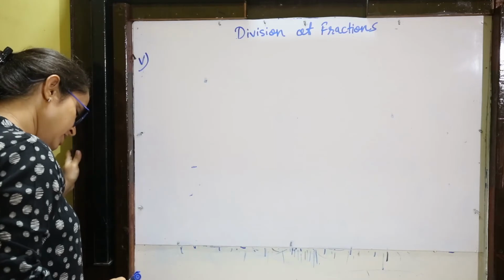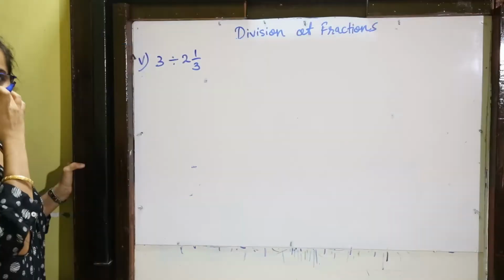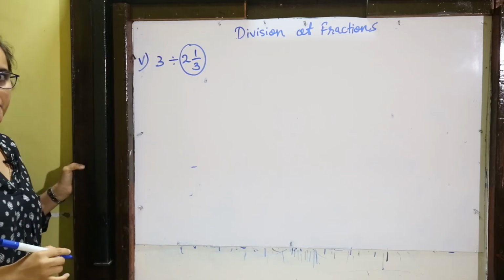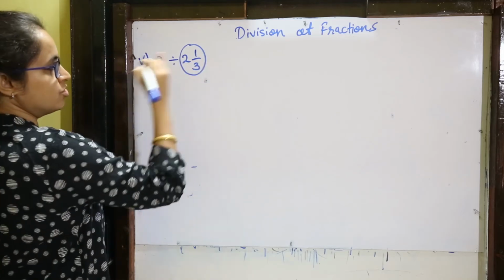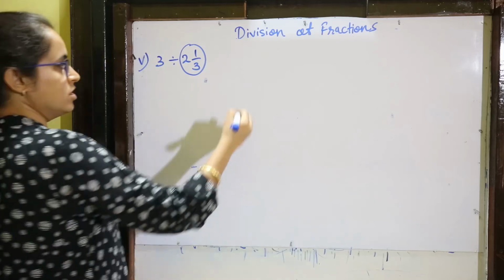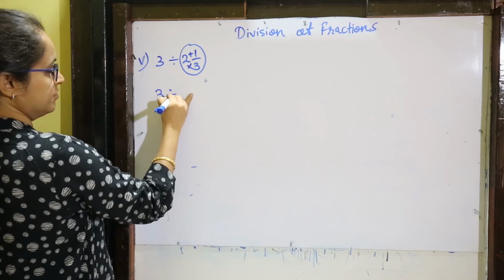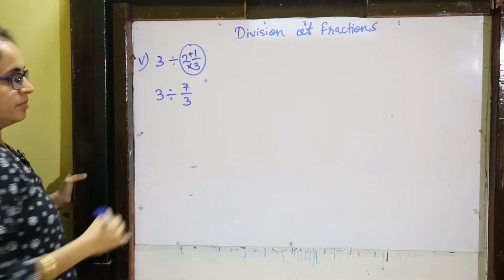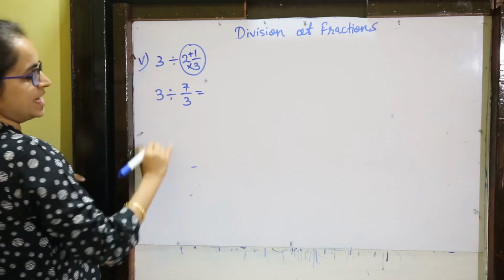Fifth one is 3 divided by 2 1 upon 3. 3 divided by 2 1 upon 3. So first of all આને તમારે improper માં convert કરવું પડશે. અહીંયા keep change flip પછી આવશે. So first you need to convert this second fraction into, so you need to like this, 3 divided by 3 2s are 6, 6 plus 1, 7 upon 3. Okay. Now you do keep change flip.